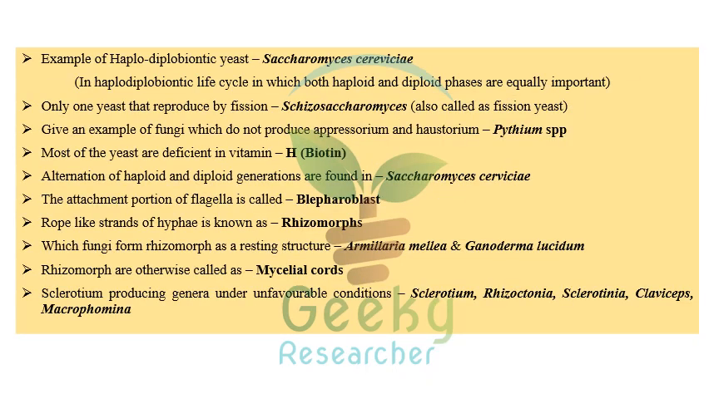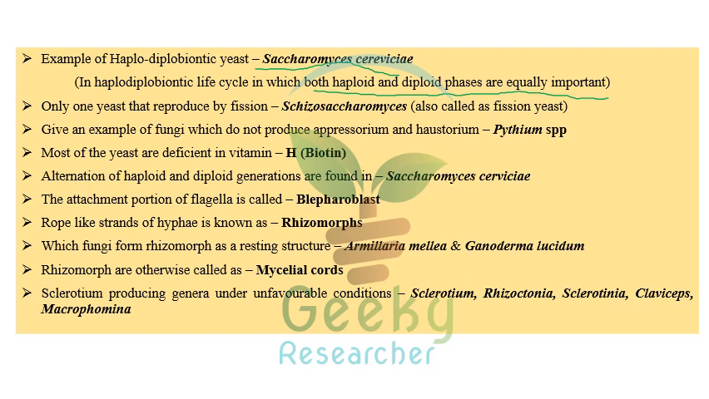So the next one is an example of haplodiplobiontic yeast. An example of haplodiplobiontic yeast is Saccharomyces cerevisiae. In a haplodiplobiontic life cycle, both the haploid and diploid phases are equally important in the life cycle, so we call it a haplodiplobiontic life cycle.